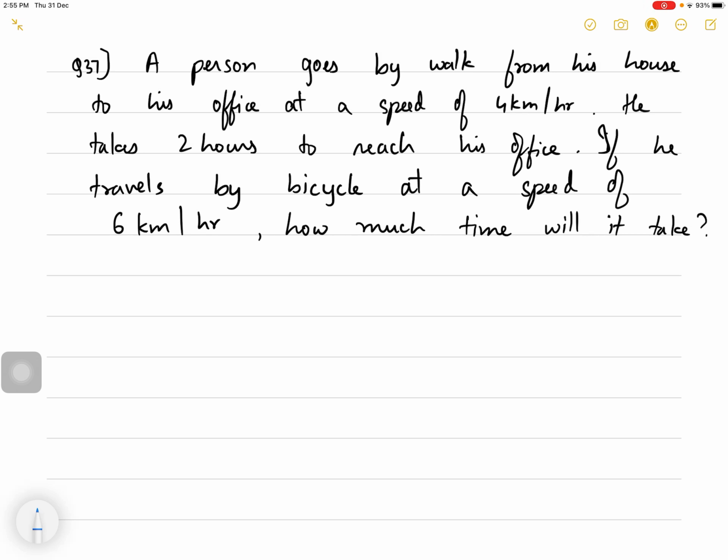Right? So that's why he is taking 2 hours to reach when he walks. If he travels by bicycle at a speed of 6 kilometers per hour, that is faster than walking, then how much time it will take? Obviously, it will take less time, right? So when the speed is more, you take less time. When the speed is less, you take more time. So this is the problem of inverse proportion. So let's solve. This is a problem of inverse proportion.